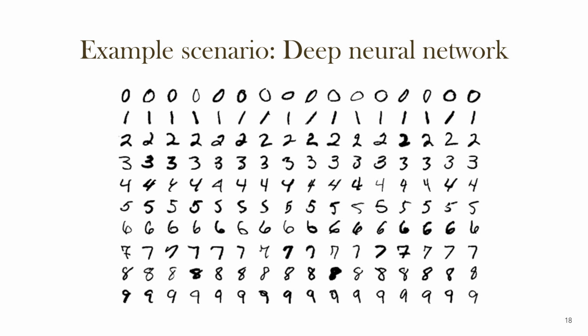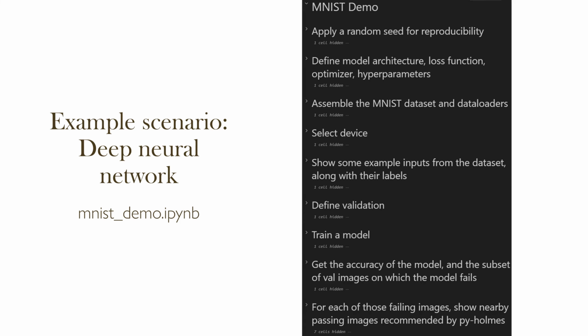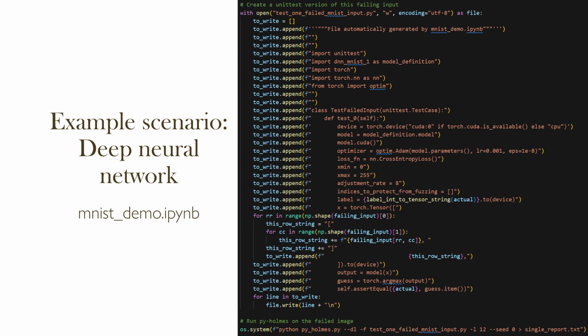Suppose a user has trained a fully connected neural network on the MNIST database of handwritten digits. This is a multi-class classification task where each input is a grayscale image of a handwritten digit, and an image's label specifies which of the 10 digits it is. The user creates a Jupyter notebook that runs their model on a validation dataset and uses PyHolmes to explain any mistakes. The entirety of this notebook can be found in our artifact as mnist_demo.ipynb. Here is the part of the notebook that calls PyHolmes.